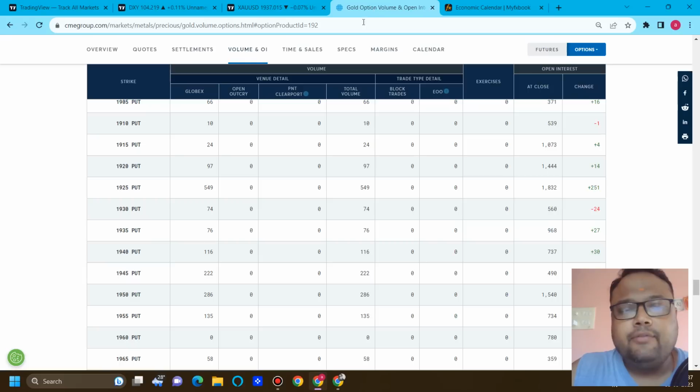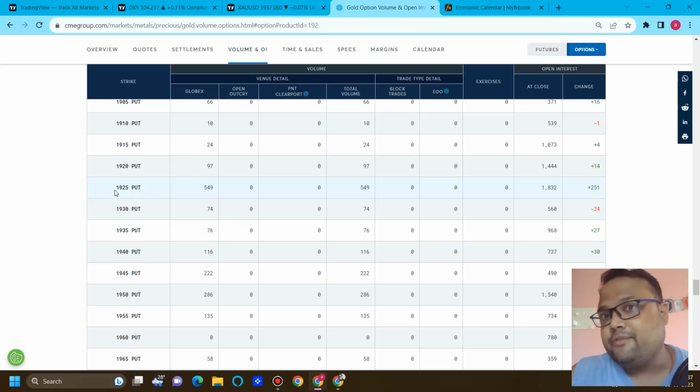If you look at the contracts data, you can see that at 1925 we have additional contracts, meaning positive open interest around the 1925 level. So it gives us additional confidence that 1925 should work as a good support or bounce. To be honest, I have placed a buy limit around 1925.50.